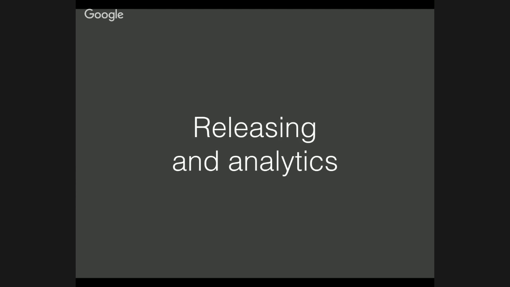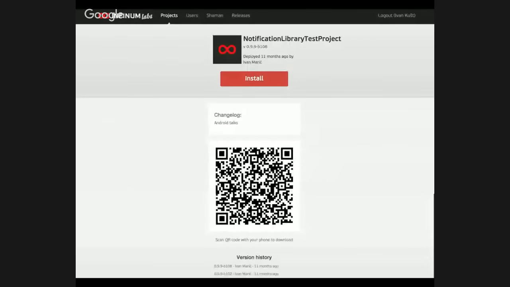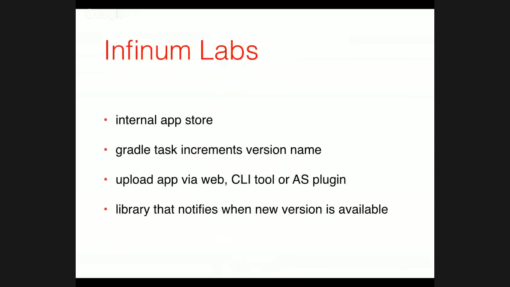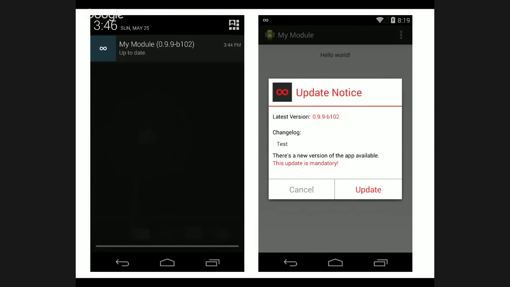Okay, we're almost done. The last step that we had to do was close the development circle. So we started tracking the application after it was released. We have our own store, similar to the Play Store, where we upload all our applications that go to acceptance testing for the clients. It's called Infinum Labs. That's a part of our internal system. And basically, we have an Android library that notifies our clients whenever a new version of the application is available. That's the first part, and this is how it looks.